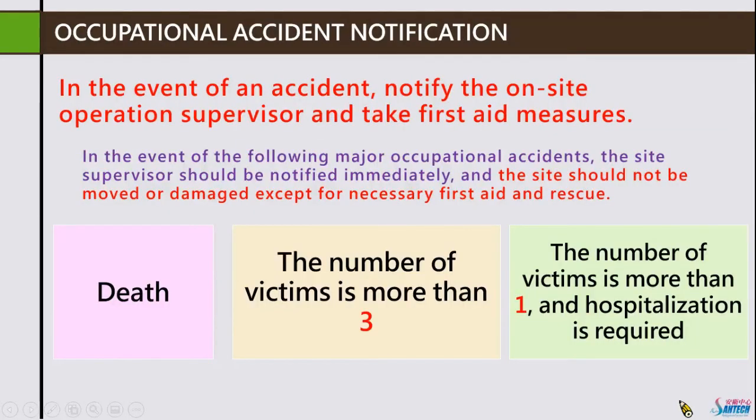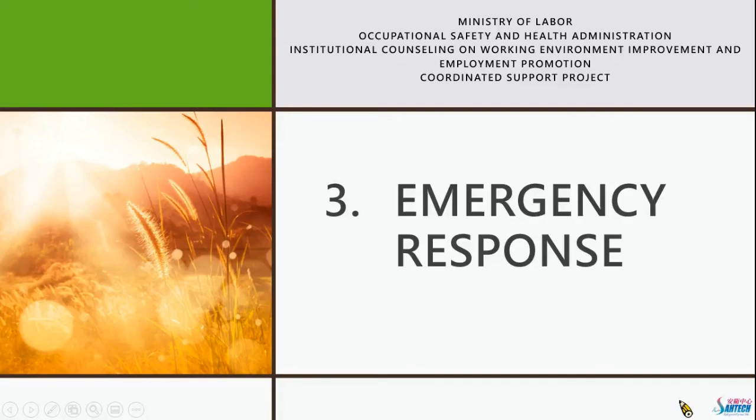Occupational accident notification. In the event of an accident, notify the on-site operations supervisor and take first aid measures. In the event of the following major occupational accidents, the site supervisor should be notified immediately, and the site should not be moved or damaged except for necessary first aid and rescue, such as death, or when the number of victims is more than 3, or the number of victims is more than 1, and hospitalization is required.